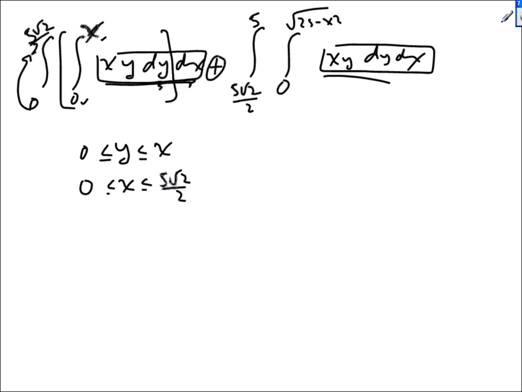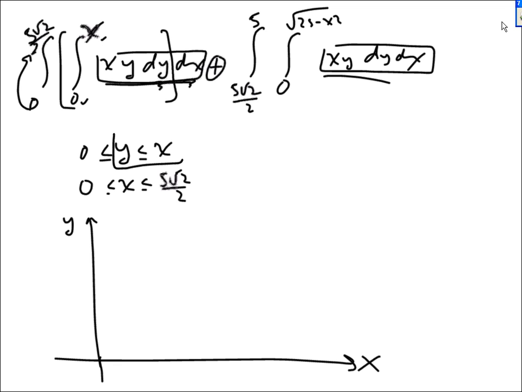Let's graph. So we know x and y are positive, so we're in quadrant 1. y is equal to x goes this way. So y is less than x. It's everything below the line. So y is positive. That's why I didn't go down below the x-axis.